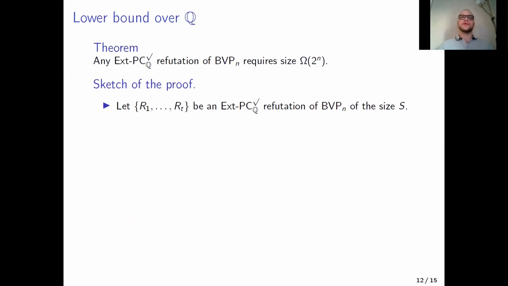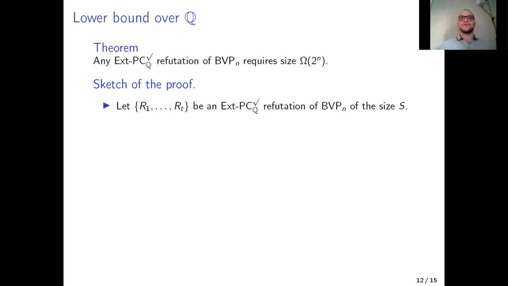Now I would like to discuss the lower bound over rationals. So the theorem states that any extended PC refutation with square root rule over rationals of the binary value principle requires exponential size. I'm not going to show you the full proof, since it's very technical and not particularly interesting, but I'll go through the main ideas of the proof. So let's discuss the sketch of the proof.